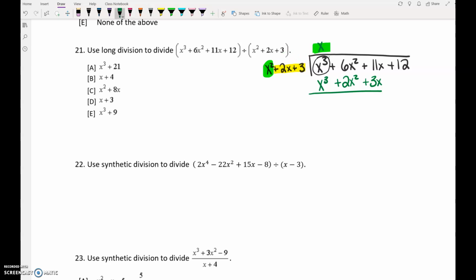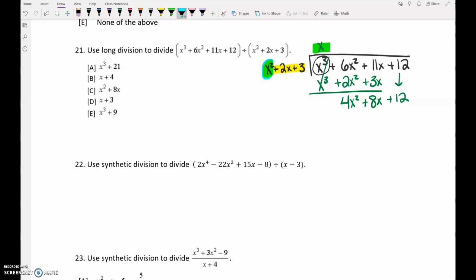X to the third minus x to the third, that cancels. 6x squared minus 2x squared is 4x squared. 11x minus 3x is 8x. Bring your next term down, and then you're ready to start the next round.